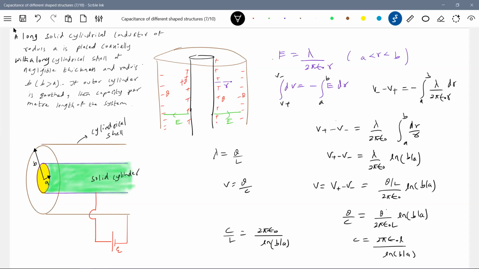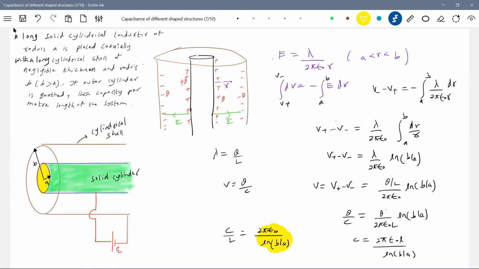Sir, why did you take the electric field the same as that of a long wire? You apply Gauss law. Okay. Apply Gauss law. But sir, whether it's a thick wire or a thin wire, the field outside will be the same. Capacitance per unit length it is, because it is long.